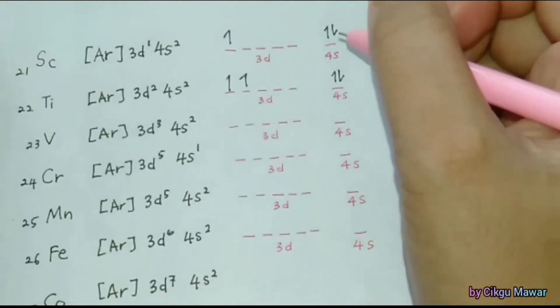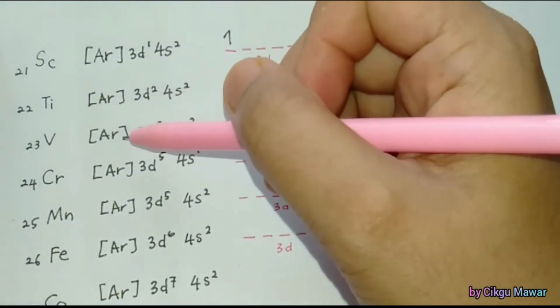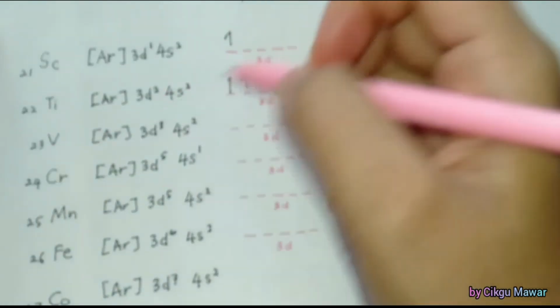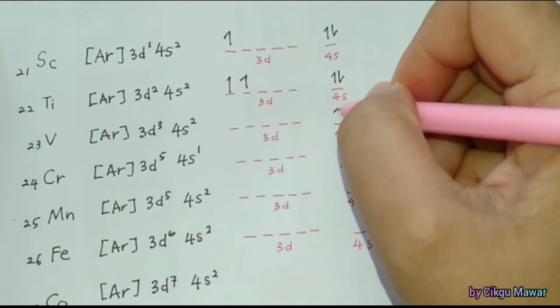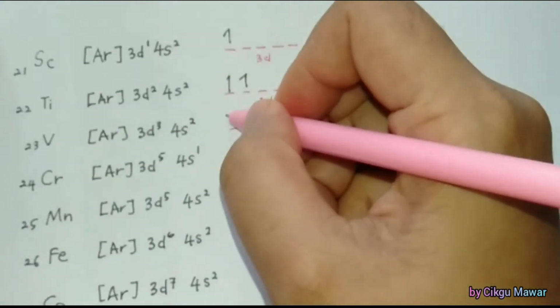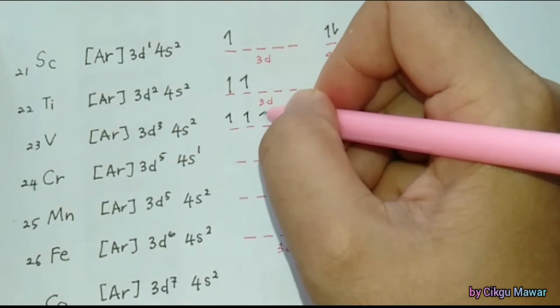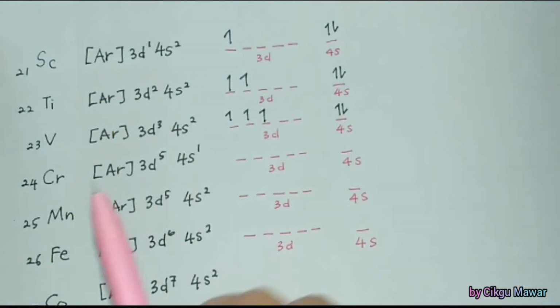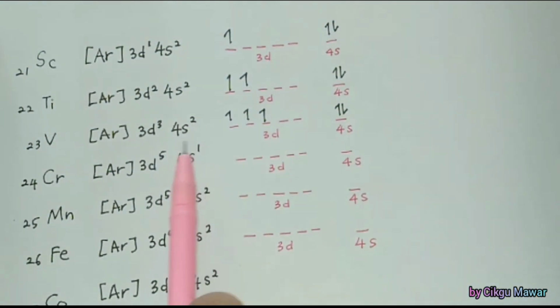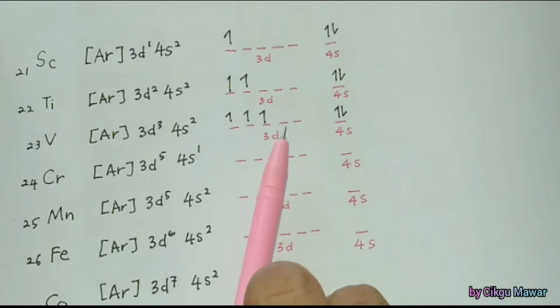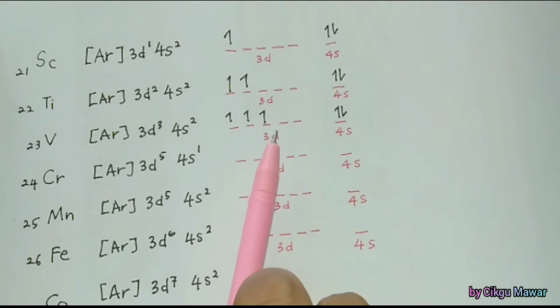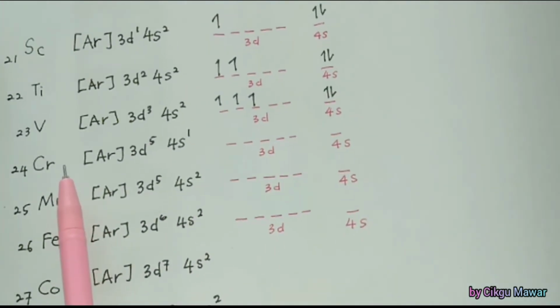Vanadium has proton number 23, so 18 is from argon, then 19, 20, 21, 22, 23. So we have 3d3 and 4s2 as the valence electron configuration of vanadium. Alright, followed by chromium.